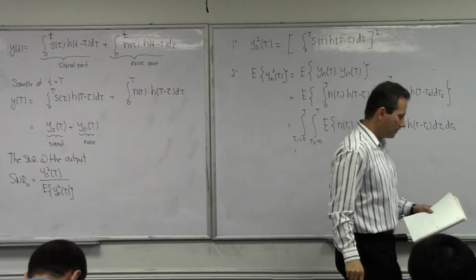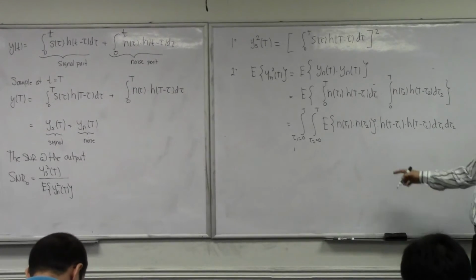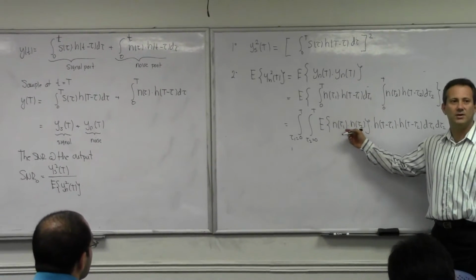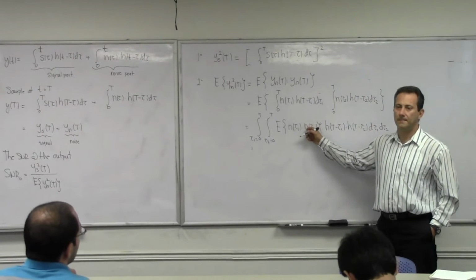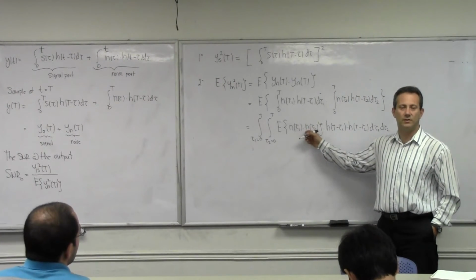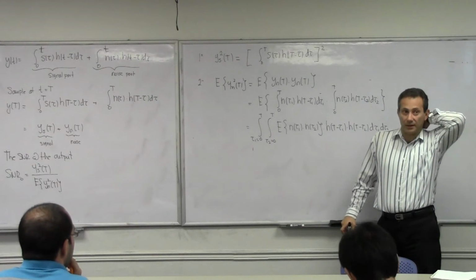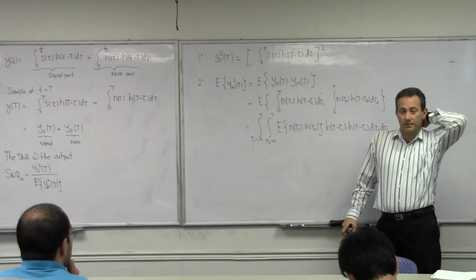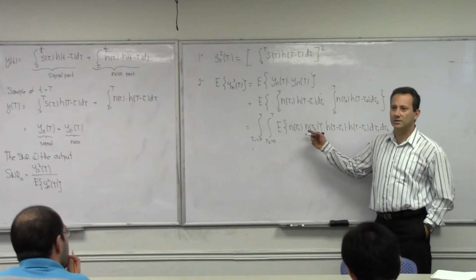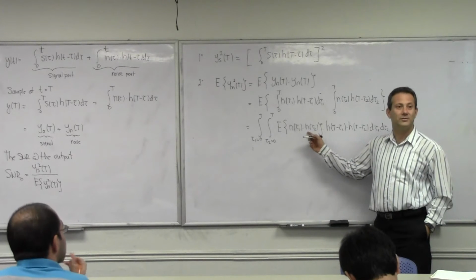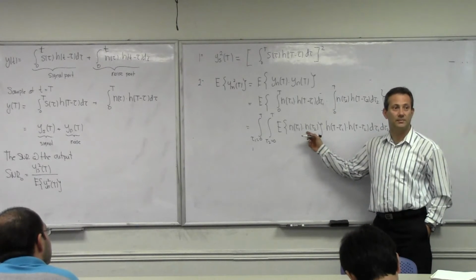Now, my noise is AWGN. So what that means, I know this quantity here. What is this quantity? Expected value of this. How do we call it? It's a little bit disguised, right? We call this the autocorrelation function, right? What's the autocorrelation function of the noise?